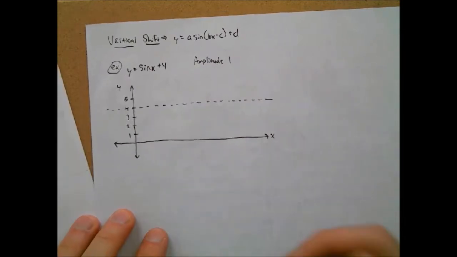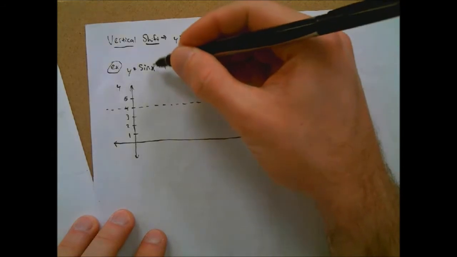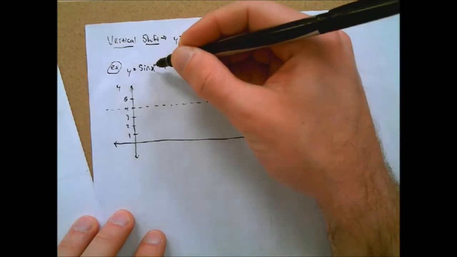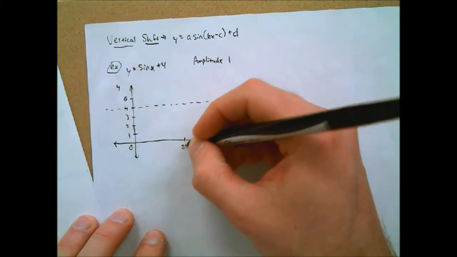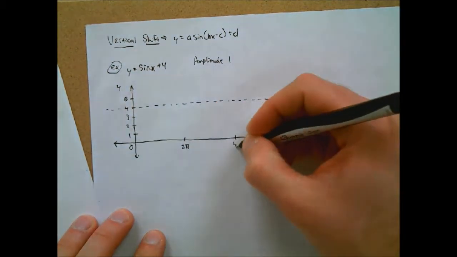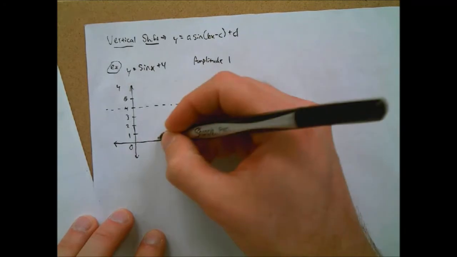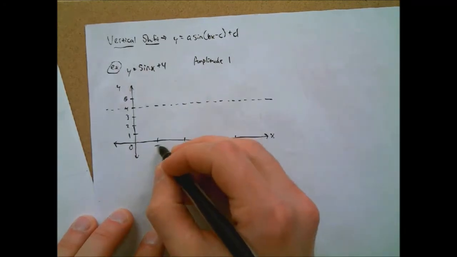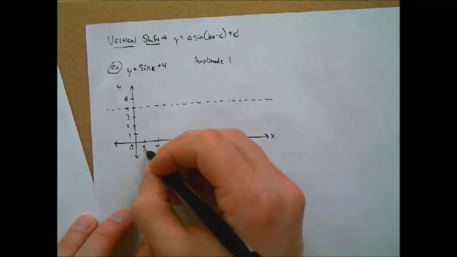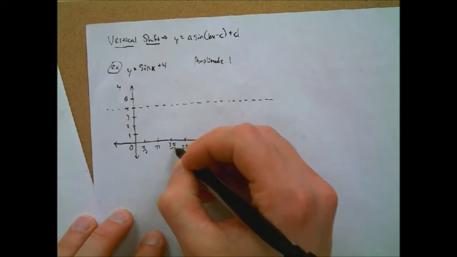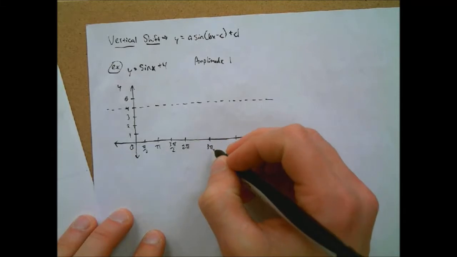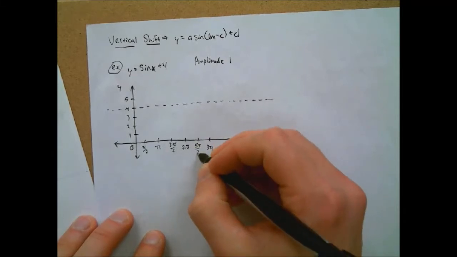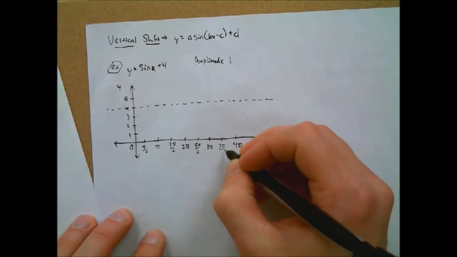So there's no period stretch, shrink, or shift. So we're still just going to go from 0 to 2 pi. That's pretty straightforward. And I'll go ahead and do 2 full periods here just to keep it the typical way we've been doing things. 3 pi, and then 5 pi over 2, and then 7 pi over 2. Okay.